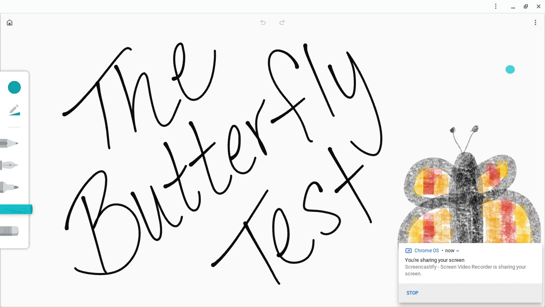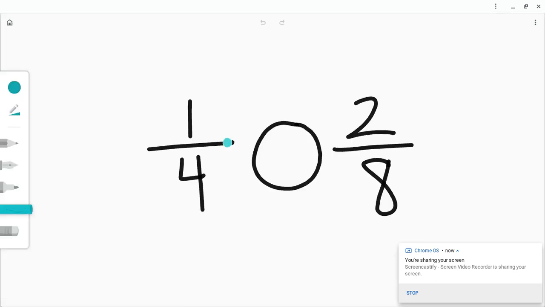We are continuing our review of fractions by going over the butterfly test in this video. The butterfly test is the tool we use to compare fractions. So we are going to start with some fractions.